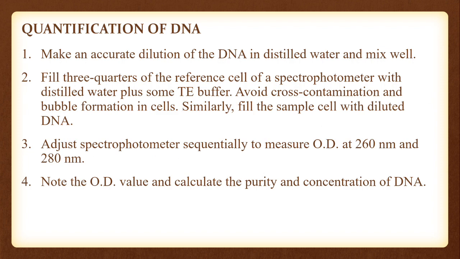Next we come to the quantification of DNA. First make an accurate dilution of DNA in distilled water and mix well. Then fill 3/4 of the reference cell of the spectrophotometer with distilled water plus some TE buffer, and avoid cross contamination and bubble formation in the cells. Similarly, fill the sample cell with diluted DNA. Adjust the spectrophotometer to measure OD at 260 nanometer and 280 nanometer. Then note the OD value and calculate the purity and concentration of DNA.